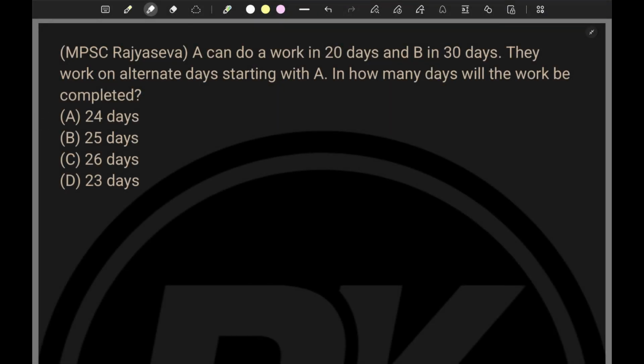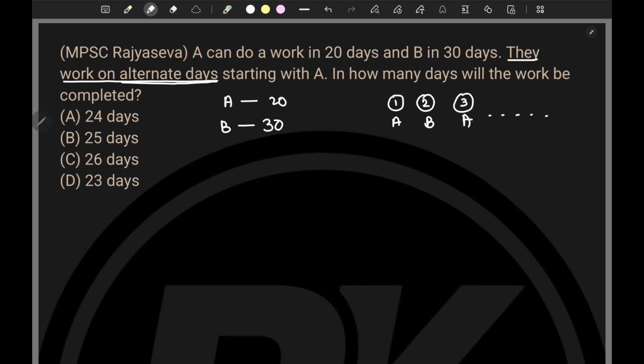This problem is easy compared to the last problem. What is given? A can do a work in 20 days, again a similar approach, and B in 30 days. They work on alternate days. That means on the first day, if A is working, on the second day B will work. Again on the third day, A will work, and so on. So this cycle is ongoing, right? Now we will follow the same approach. Tell me, what is the LCM of 20 and 30?